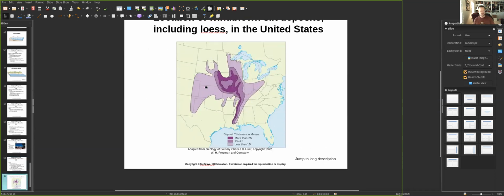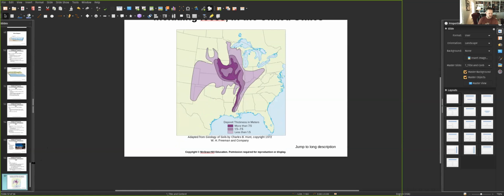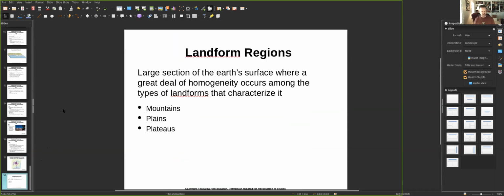A lot of this loess soil here in the United States is highly concentrated around Iowa, Illinois, Missouri, in through there. And that is essentially sort of the corn belt of the United States, where we have these very, very thick layers of loess soil that are very, very productive agricultural production regions, excuse me.